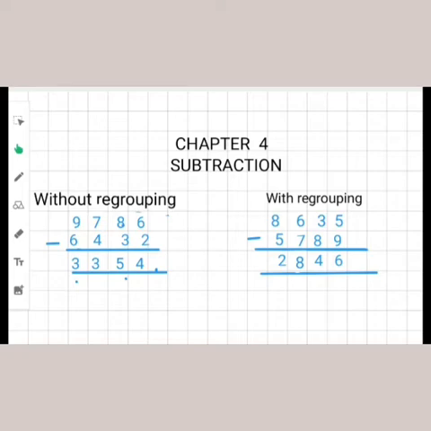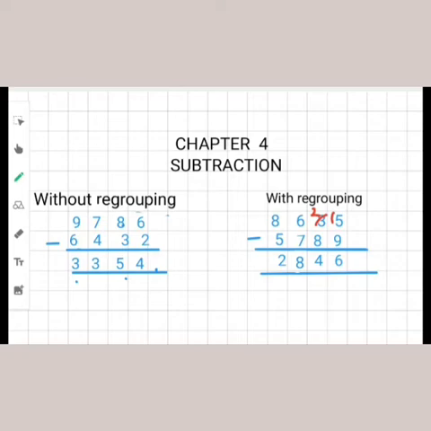Coming over to the next question, which is with regrouping, or wherein we need to borrow things. Now as you can see, we cannot subtract 9 from 5. So what we will do is, we will borrow from here. This number 3 becomes 2 and this gives away 1 to the next number, and finally we have here 15. 15 minus 9 is 6.